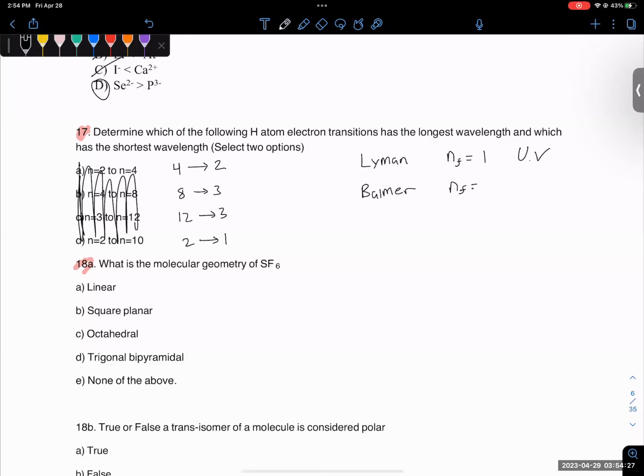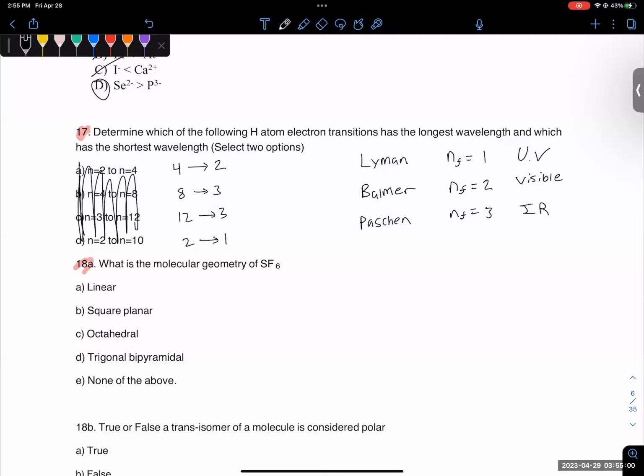Final n value is 2, and it emits a photon in the visible light region. And the last one is Paschen. Final n value is 3. It emits a photon in the IR, infrared region.